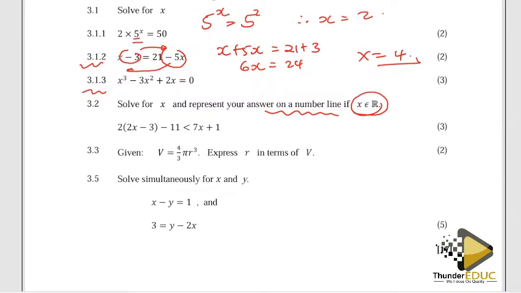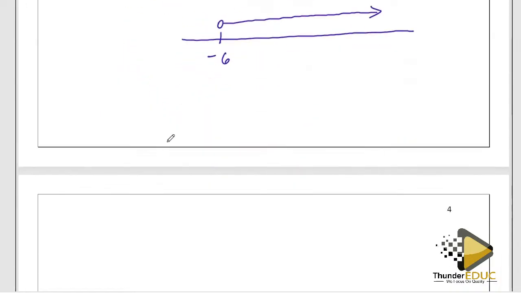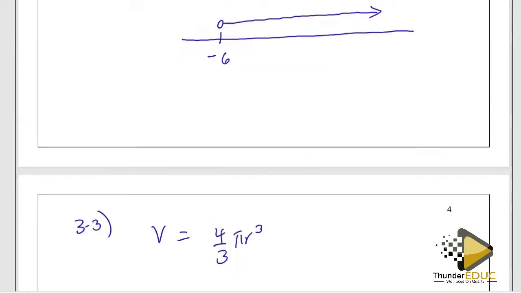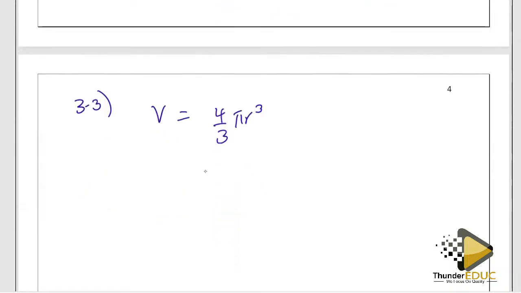Now 3.3, this represents the literal equations, okay? We're being told that V is equal to 4/3 pi radius cubed. Is that correct? 4/3 pi r cubed. They want us to express r in terms of V. In other words, they want us to make r the subject. Step number one, you can get rid of this fraction.